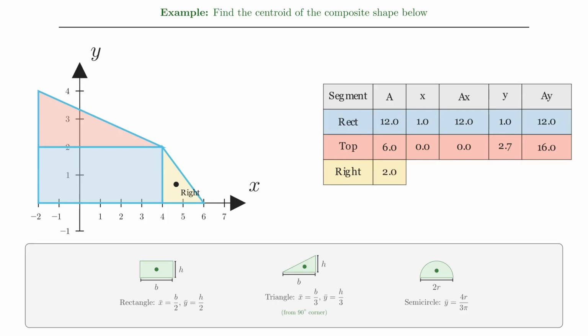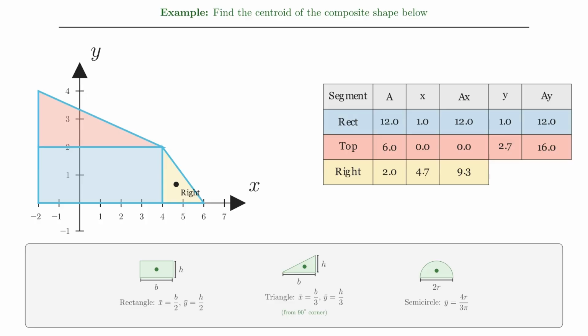And then we use the same centroid rule. In the x direction, the centroid is 1/3 of 2, which is 2/3. We know that the right angle is located at a coordinate of 4 in the x direction. So from there, we have to add on the 2/3. This gives us an x coordinate for the centroid of that right triangle as 4 plus 2/3, which is 4.7 to 1 decimal place. Again, multiplying by the area, 4.7 times 2 gives us a value of AX of 9.3.